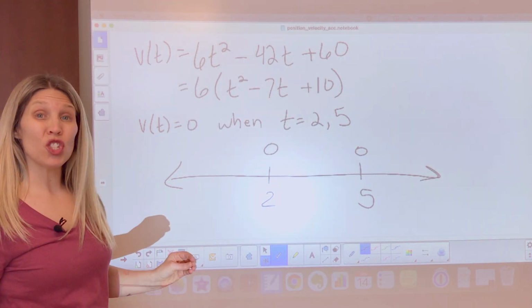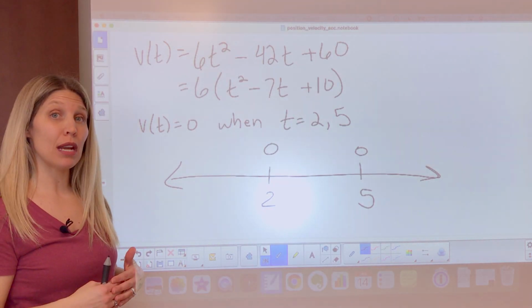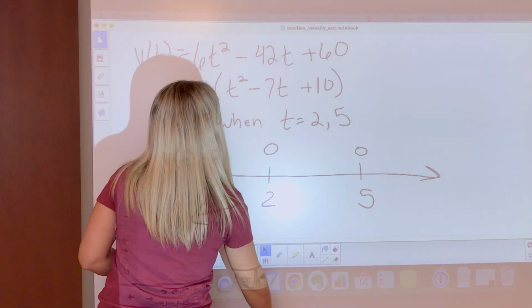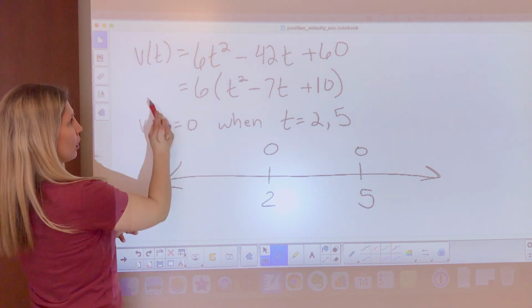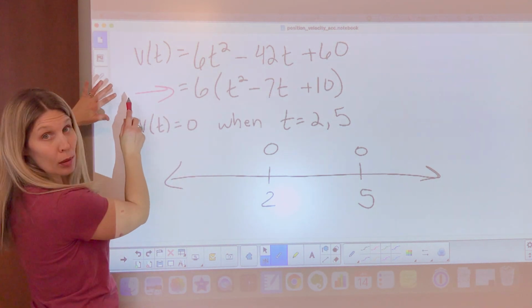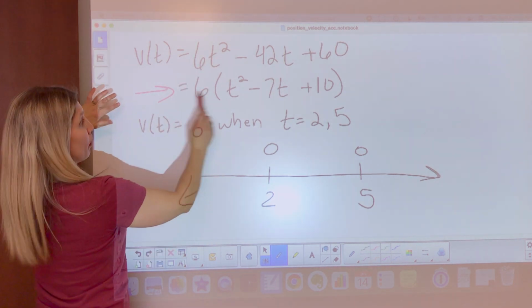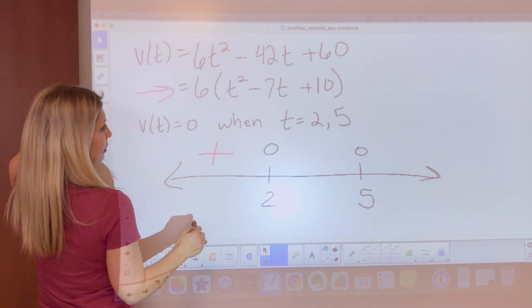Velocity equals 0 when t is 2 and when t is 5. So what we need to figure out now is, are these signs in between positive or negative? Well, you could easily see if you plug in a 0 to this equation. This is what I'm going to use. I find this a little easier to work with than that one up there. If I plug in a 0 to this, it's going to be positive.